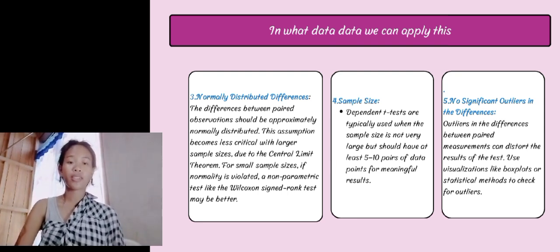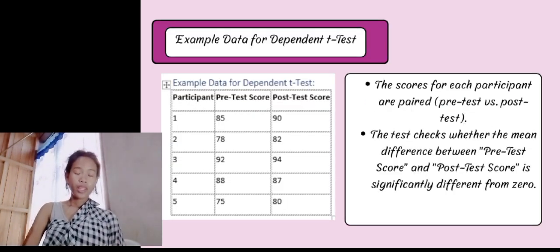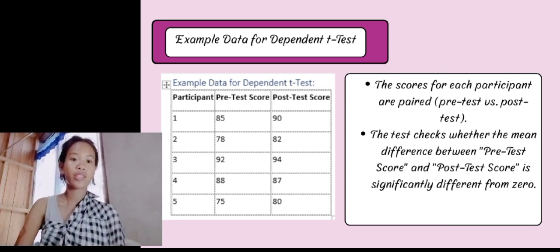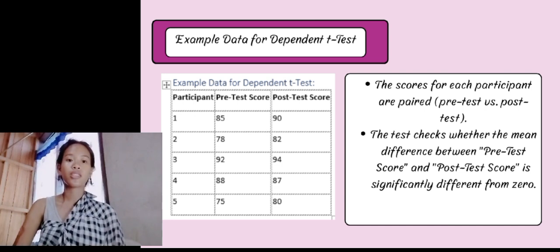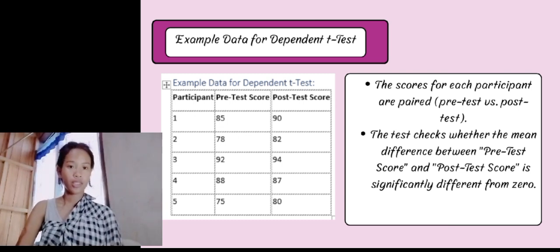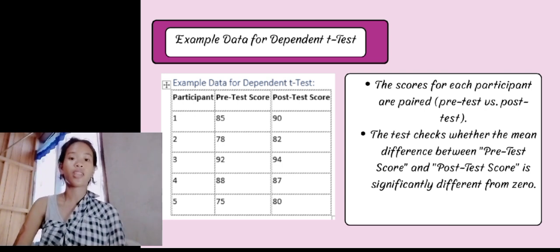Example data for dependent t-test. In my example, I have 5 participants and I have their pre-test scores and post-test scores. The first participant's pre-test score is 85 and post-test is 90. The second, pre-test is 78 and post-test is 82. The third is 92 in the pre-test, 94 in the post-test. The fourth, 88 in the pre-test and 87 in the post-test. And lastly, the fifth, pre-test is 75 and post-test is 80.